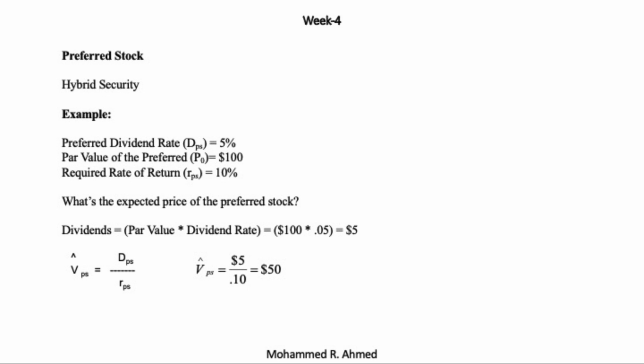So $5 is the dividend, and 10% is the required rate. When you divide $5 by 0.10, it gives you $50. $50 is the fair value of the preferred stock.